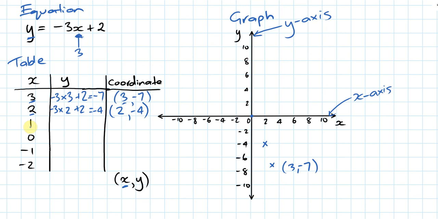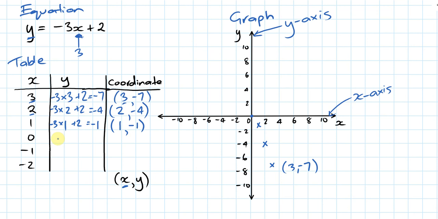Okay, let's try when x is equal to 1. So negative 3 times 1 and then plus 2 will give me negative 3 plus 2, which will give me negative 1. So my coordinate is: the x value is 1, the y value is negative 1. So on my xy grid, starting at the origin, I'm going across 1 and then down 1. So I will end up here.